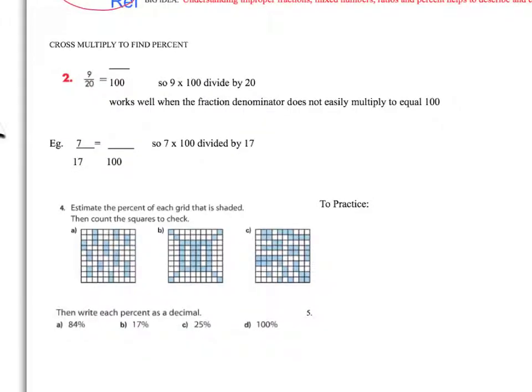Let me show you one more strategy to find percent, and we call that cross multiplying. So we did equivalent fractions, we did changing it into a decimal, but you could cross multiply. What that means is you multiply across. So 9 times 100 is 900, and then you divide that answer by what you've got there. 900 divided by 20 is, and we would have to figure that out, would definitely need to use a calculator most likely for most of you.